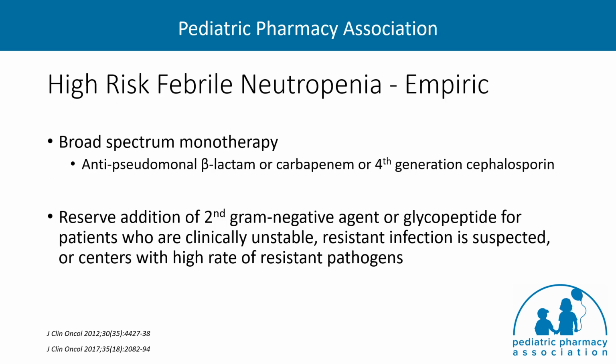Empiric treatment for patients that are at high risk during their febrile neutropenia includes broad-spectrum monotherapy with an anti-pseudomonal beta-lactam or carbapenem or a fourth-generation cephalosporin. You want to reserve addition of a second gram-negative agent or glycopeptide for patients who are clinically unstable, if a resistant infection is suspected, or in centers with high rates of resistant pathogens.